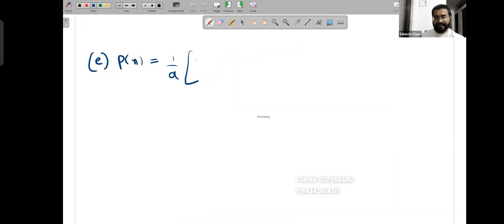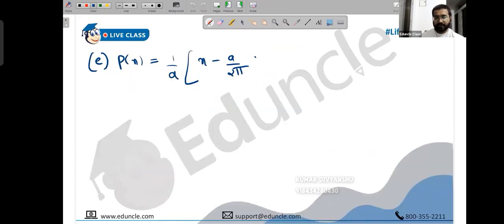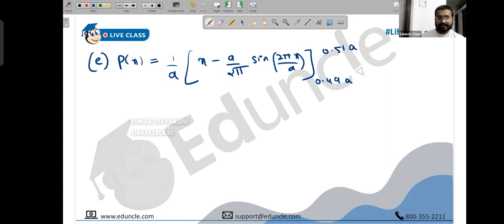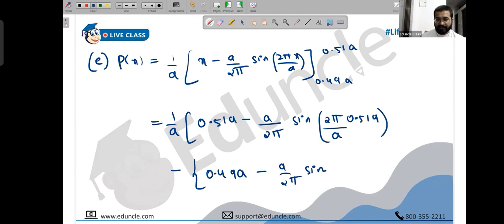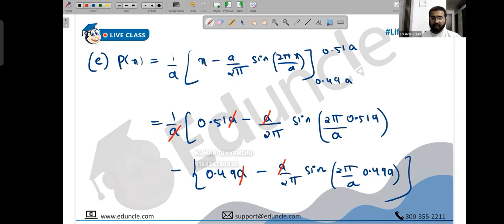So 1 upon a, x minus a upon 2 pi into sine of 2 pi x by a. Now listen. Now the limits will change. For this, they have given us 0.49 a to 0.51 a. Let's substitute. So 1 upon a into 0.51 a minus a upon 2 pi into sine of 2 pi upon a, x is 0.51 a. Upper limit is done, minus the lower limit: 0.49 a minus a upon 2 pi of sine of 2 pi by a into 0.49 a. By the way, a can be cancelled now. You can take a common, a will get cancelled. Copy this quickly and tell me honestly if you want me to explain anything. Don't hesitate.